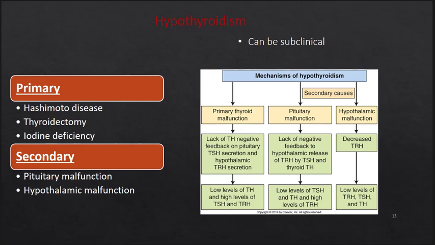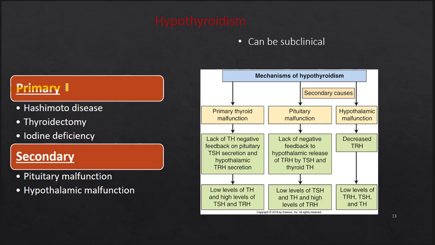Hypothyroidism results from deficient production of thyroid hormone by the thyroid gland, and it is the most common disorder of thyroid function. It is also more common in women and more common in the elderly as well. It can be primary or secondary, but primary accounts for 99% of all cases.